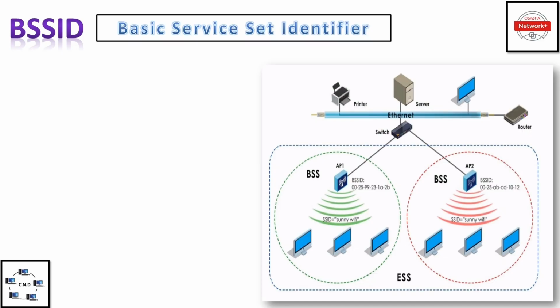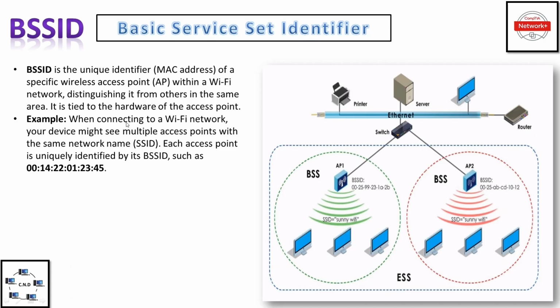BSSID, Basic Service Set Identifier. BSSID is the unique MAC address of a specific wireless access point within a Wi-Fi network, distinguishing it from others in the same area. It is tied to the hardware of the access point. For example, when connecting to a Wi-Fi network, your device might see multiple access points with the same network name, that is SSID. Each access point is uniquely identified by its BSSID, such as this MAC address.